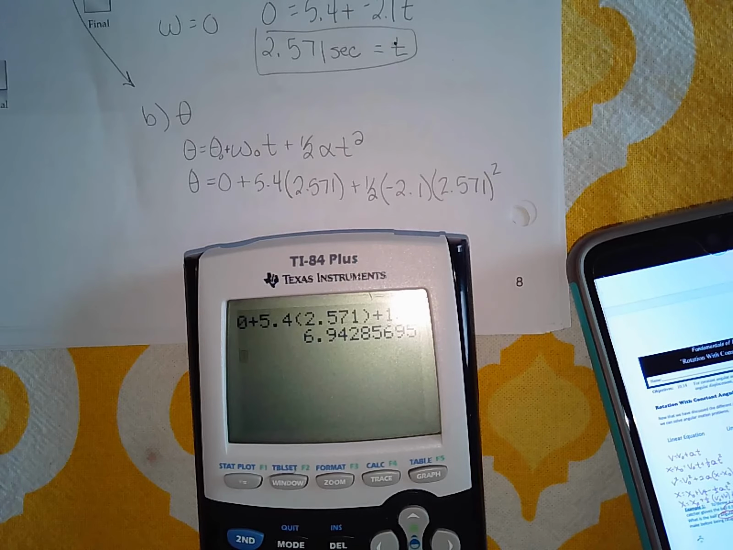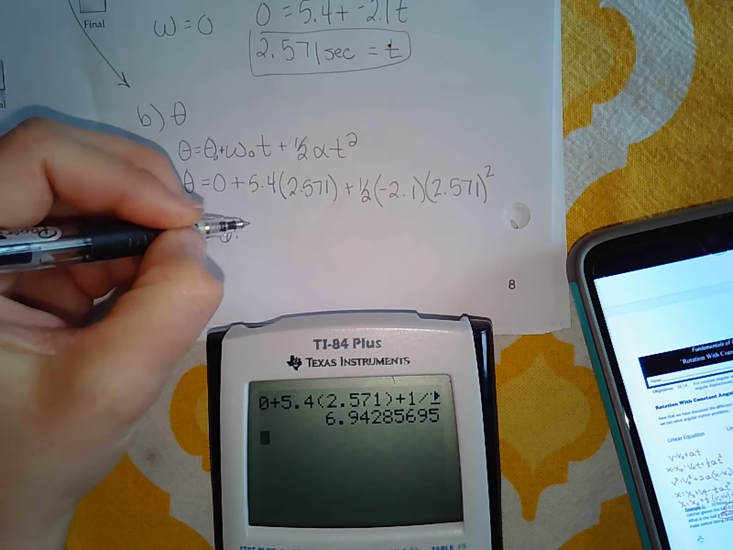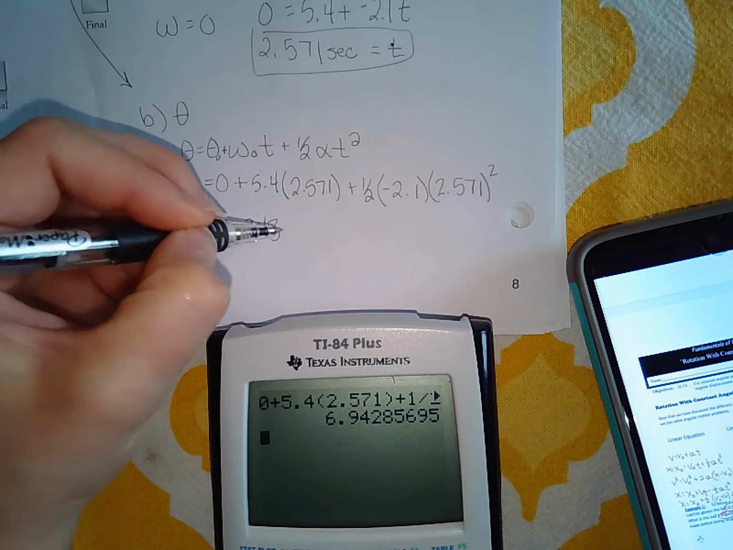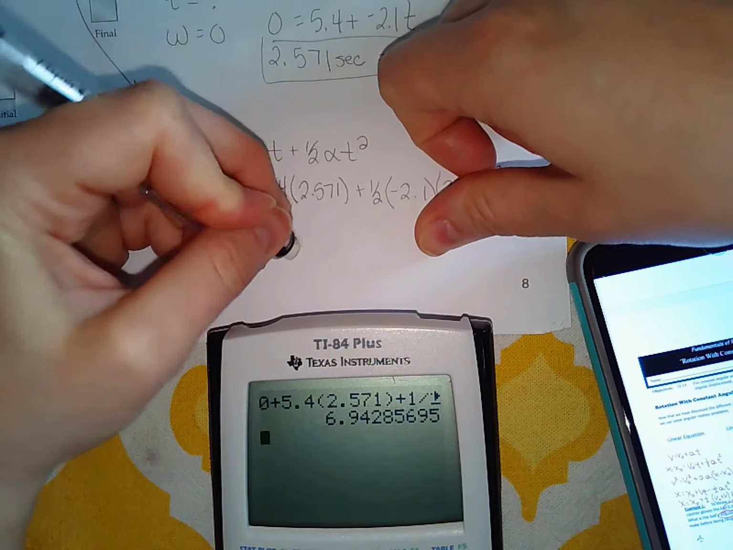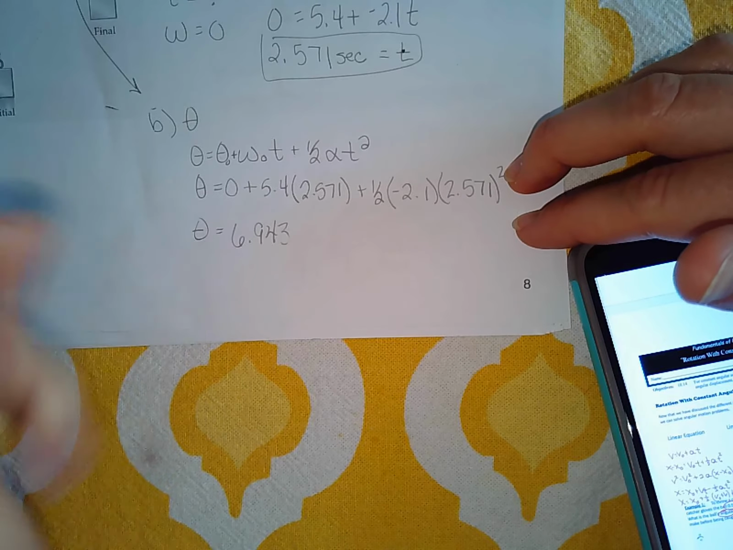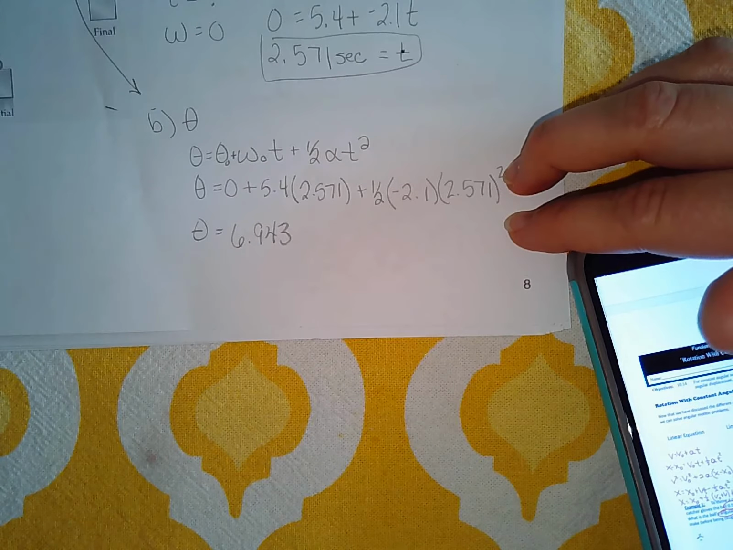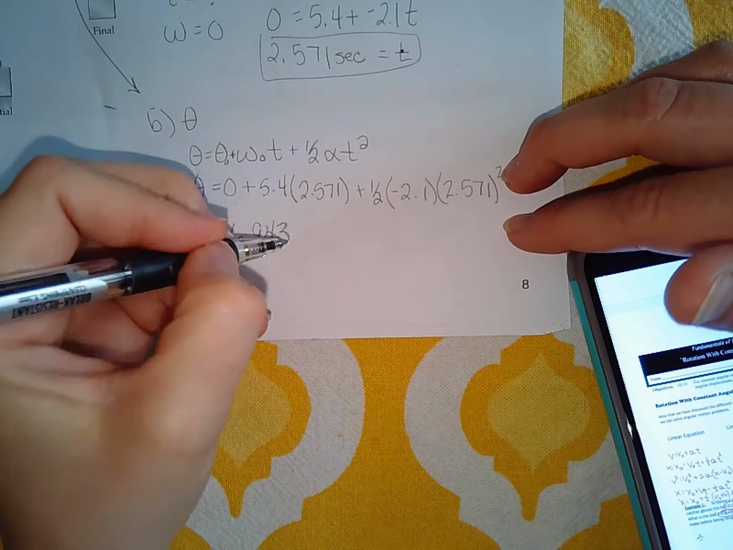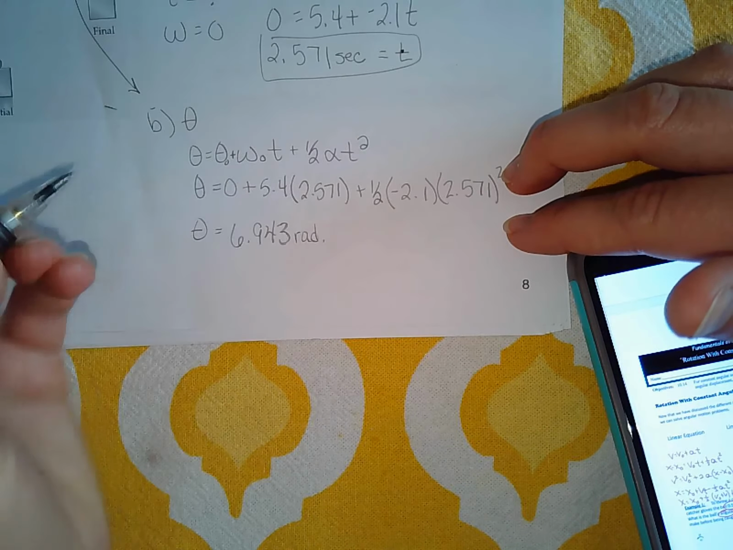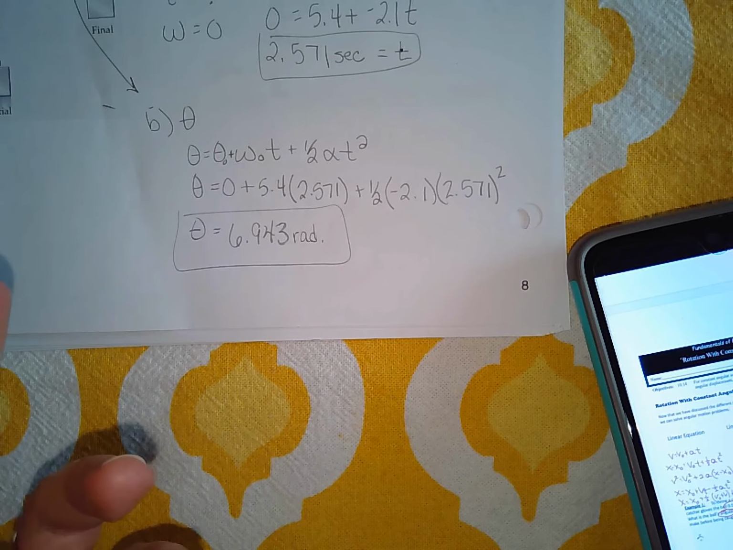What do we get? 6.943. And, oh, I wrote seconds. This isn't time. We're solving for theta. So remember, theta is measured in, can you finish my sentence? Theta is measured in radians. So this is a good answer, but if we want the angle, that's radians.